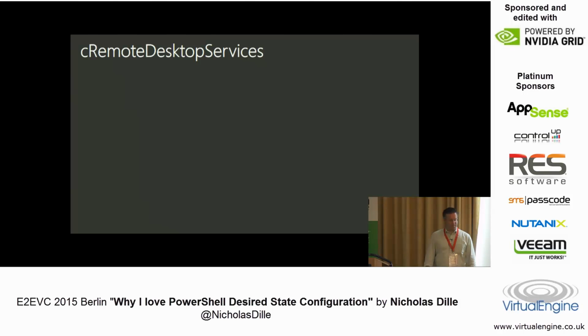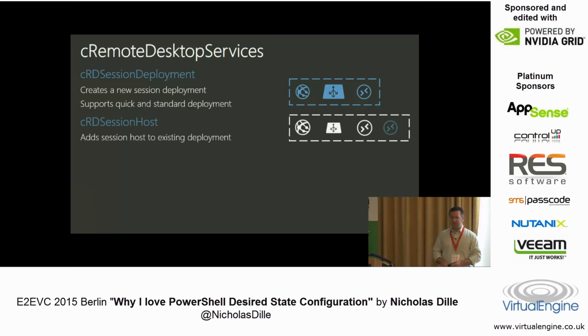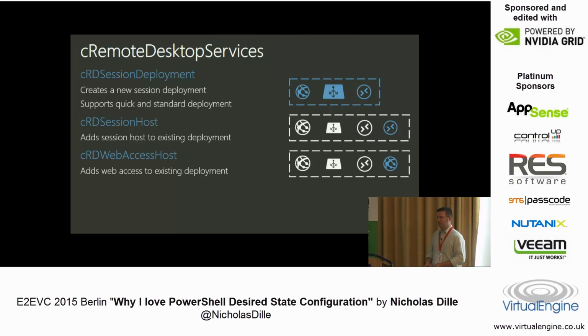Okay, so what have I done? I've written a resource called cRemoteDesktopServices. The C is a naming convention, meaning that it's a community-based resource. And it does several things. First of all, it can create a remote desktop session deployment, a quick and a standard deployment. That means either on a single host or on multiple hosts. That's the first step. The second thing I did so far is adding a new session host to an existing deployment and adding a new web access host to an existing deployment.